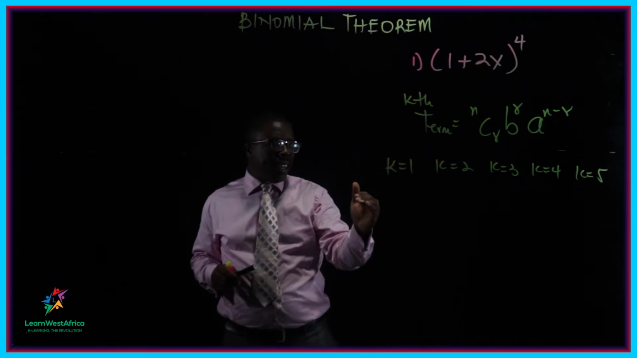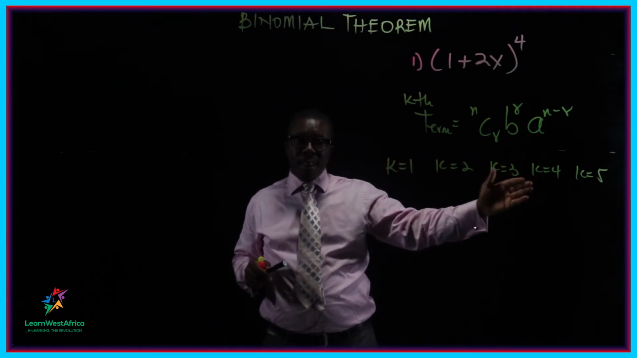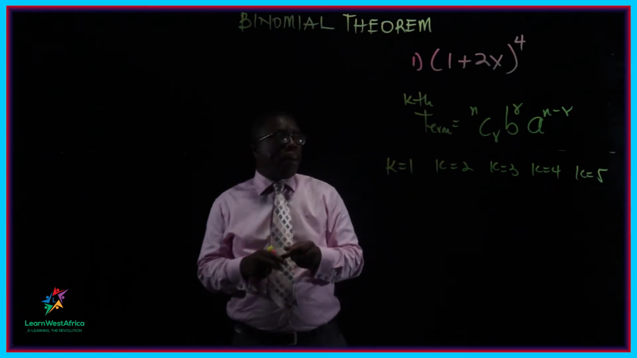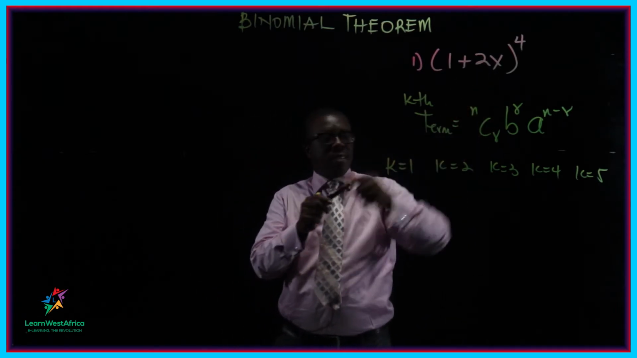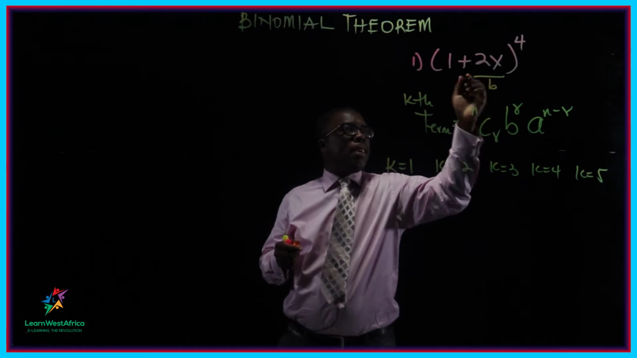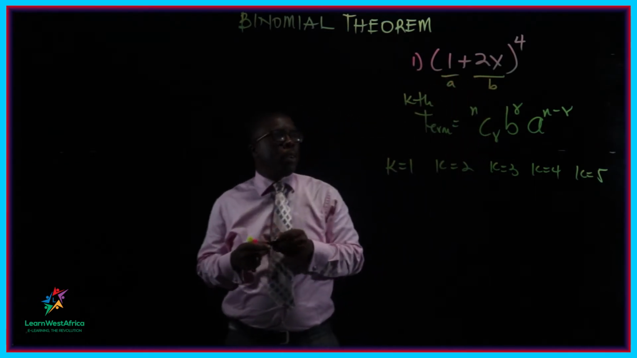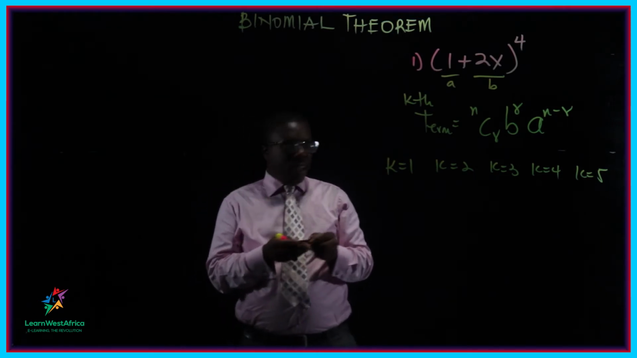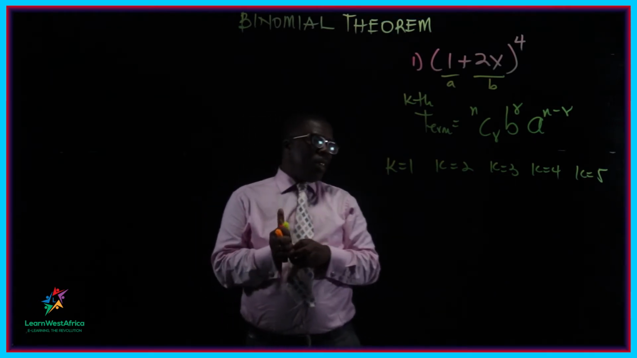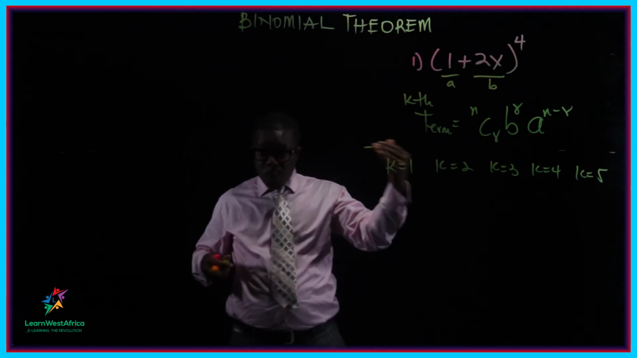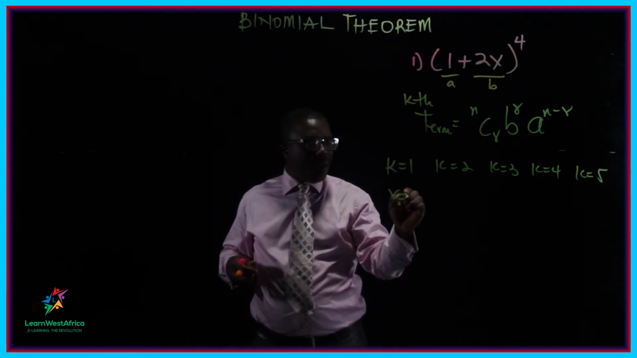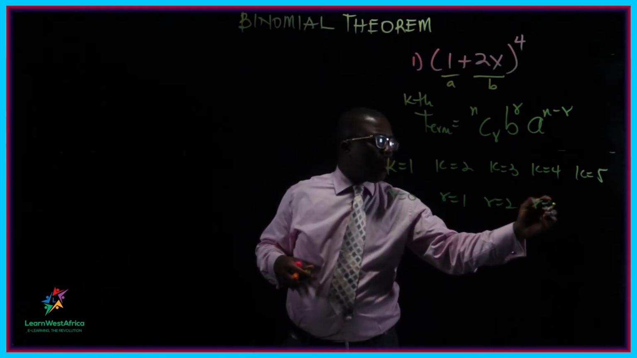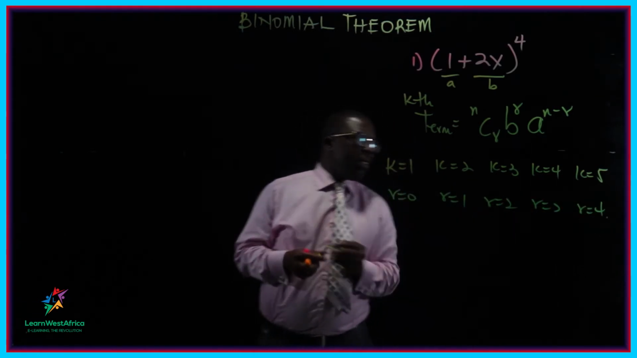Now we've seen again that our number of terms is going to be 5. So k1, k2, k3, k4, and all that. Our b will be the whole of this, 2x. The whole of 2x will be our b. Then 1 is our a component. So we just slot it in there. Like we earlier learned, our r, which is always one step behind our k, will be 0, then 1, then 2, then 3, and 4 in here.